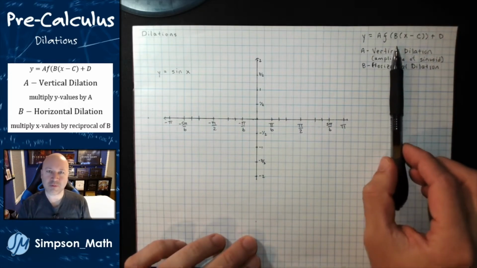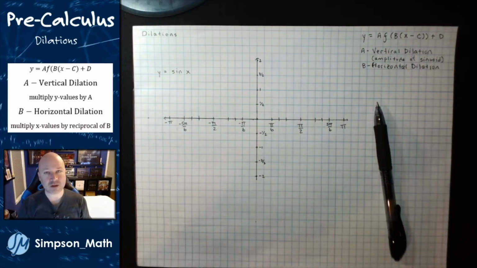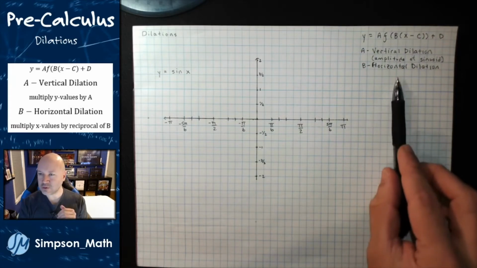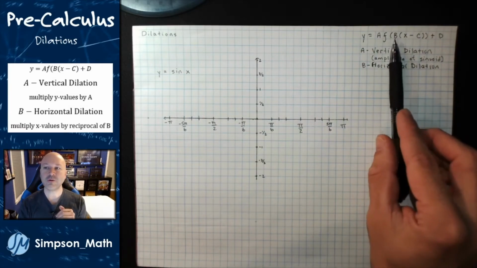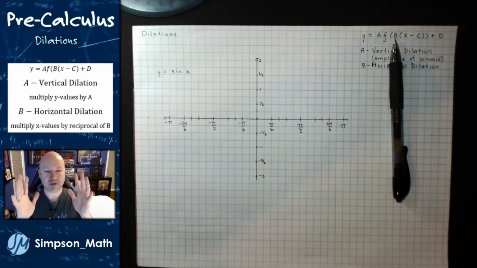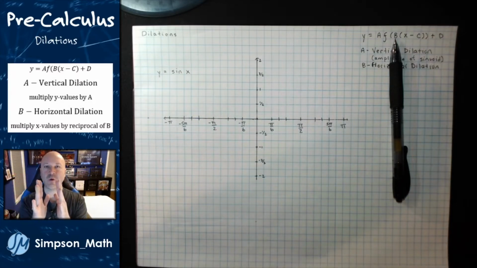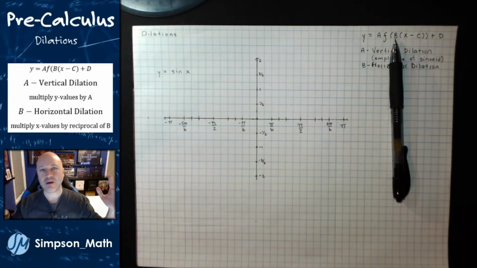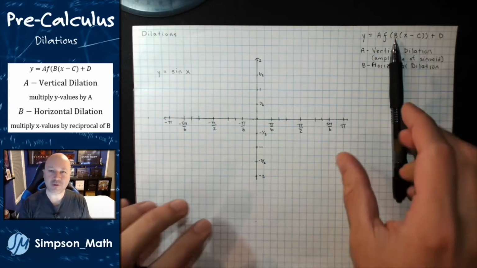B is very similar, but it kind of does the opposite of what we want. If I have a 2 on the inside, we're actually going to go through and multiply by its reciprocal 1/2. So a 2 on the inside takes my trig function and it's going to compress it horizontally, whereas a 1/2 on the inside would stretch it out and double it horizontally. All right, let's go through the motions.